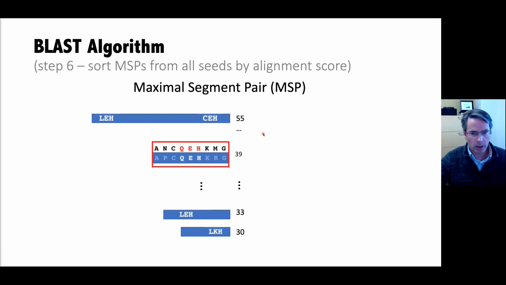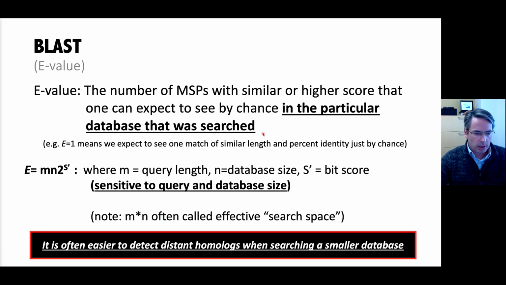Well, we're going to talk about how to evaluate that. So some of the data that you're going to get out, one of the ones that you see reported the most often is the E value. So the E value is like a probability. It's really the expected value. That's where the E comes from. It's the number of maximal segment pairs that would have a similar or higher score than one can expect to see by chance in the particular database that was searched.